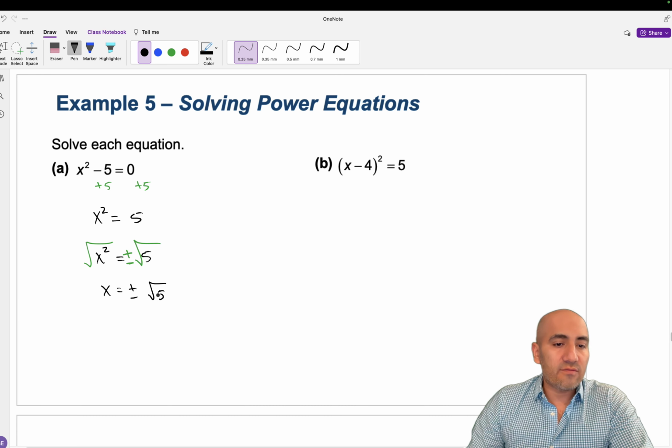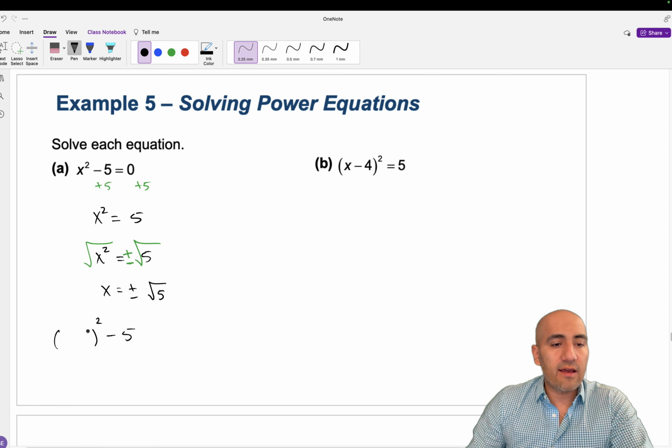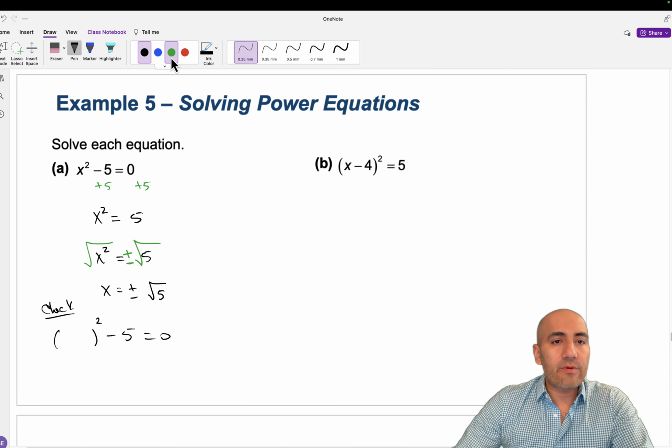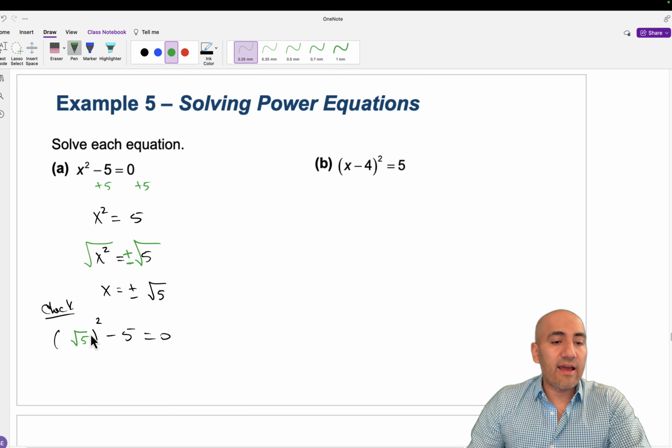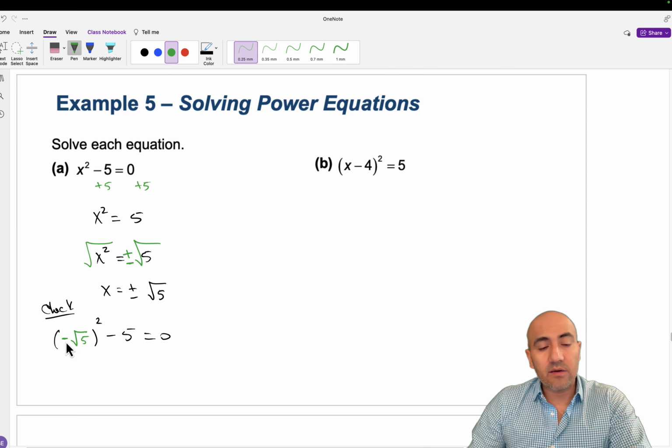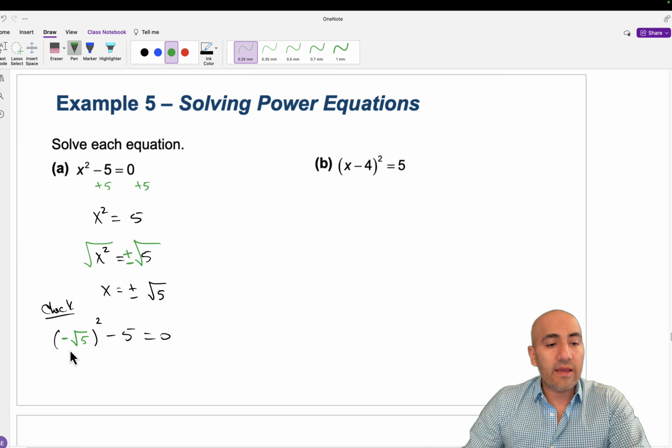Now, there is no nicer answer for that, so we just leave it alone just like that. Okay, we can check it by plugging root 5 into this original equation. So blank squared minus 5, this is my check, must be equal to 0. If I replace the x variable with a positive root 5, that's going to work out because root 5 squared is just going to be 5, and 5 minus 5 is 0. And if I instead put in a negative root 5, same thing, because the whole thing is getting squared and the negative becomes a positive, so it works out. Either the plus or the minus case, both of them result in a true statement.